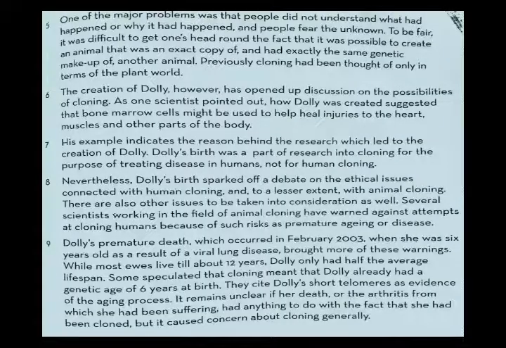Now we're having here the fifth paragraph. One of the major problems was that people did not understand what had happened or why it had happened, and people feared the unknown. To be fair, it was difficult to get one's head around the fact that it was possible to create an animal that was an exact copy of, and had exactly the same genetic makeup as, another animal. Previously, cloning had been thought of only in terms of the plant world.